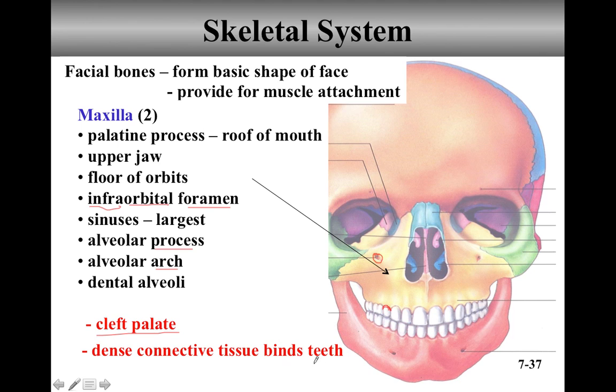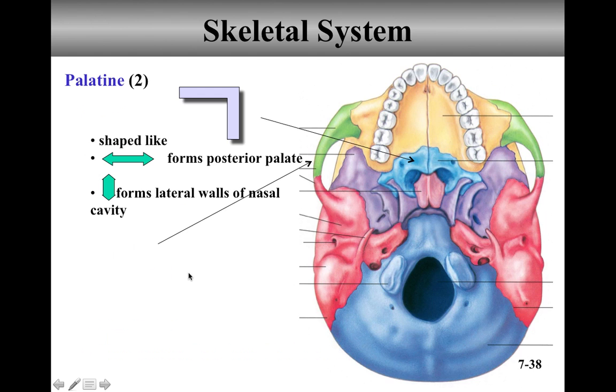And the dense connective tissue will still bind these teeth in, but it doesn't look like the standard maxilla. And so that can be corrected with surgery. But yeah, no infraorbital foramen. Know what a maxilla is, and that's the bone that makes up most of your cheeks and underneath of your nose. So next one, very tiny bone.